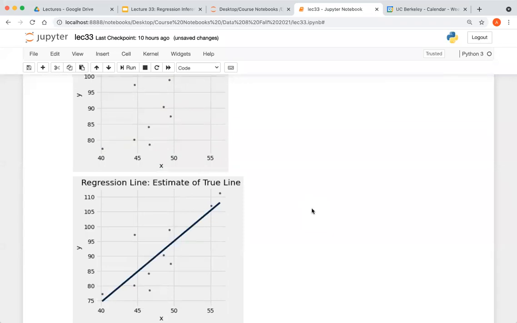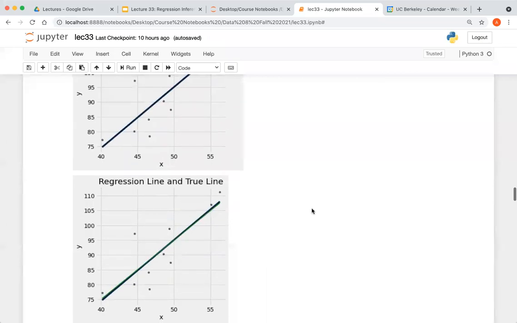Well, in this case, because we were in touch with the all-knowing individuals, we are going to plot both the green line and this regression line, which is the thing that we can compute. Okay, and that comes out like that. You see that they're awfully close.